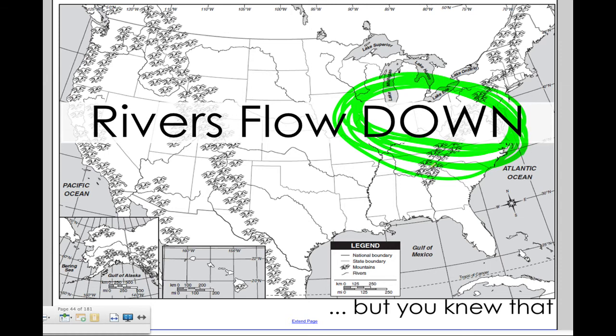Rivers flow down hills. They do not flow north, south, east, or west. They flow down. Sometimes that's north, sometimes it's south. Please remember that, please.